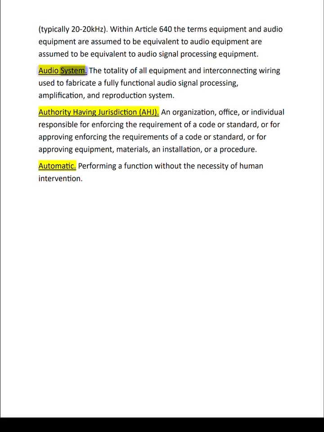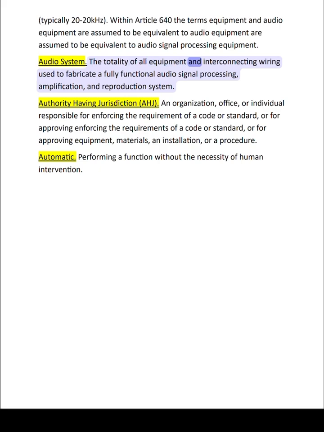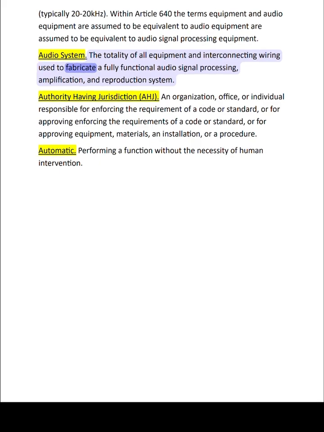Audio system: the totality of all equipment and interconnecting wiring used to fabricate a fully functional audio signal processing, amplification, and reproduction system. Authority having jurisdiction, AHJ: an organization, office, or individual responsible for enforcing the requirements of a code or standard, or for approving equipment, materials, an installation, or a procedure. Automatic: performing a function without the necessity of human intervention.